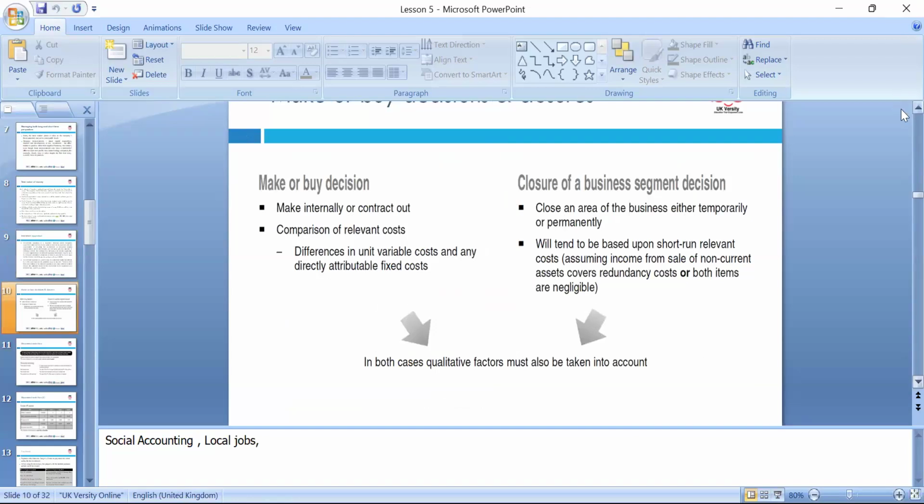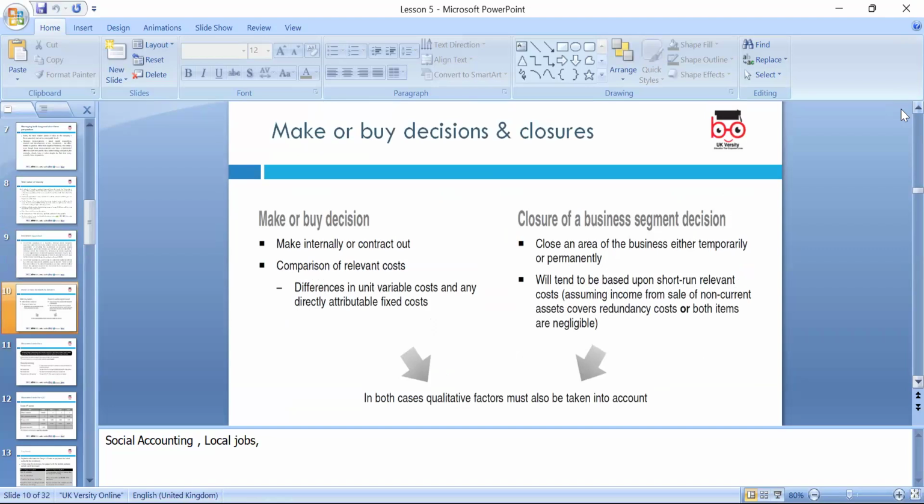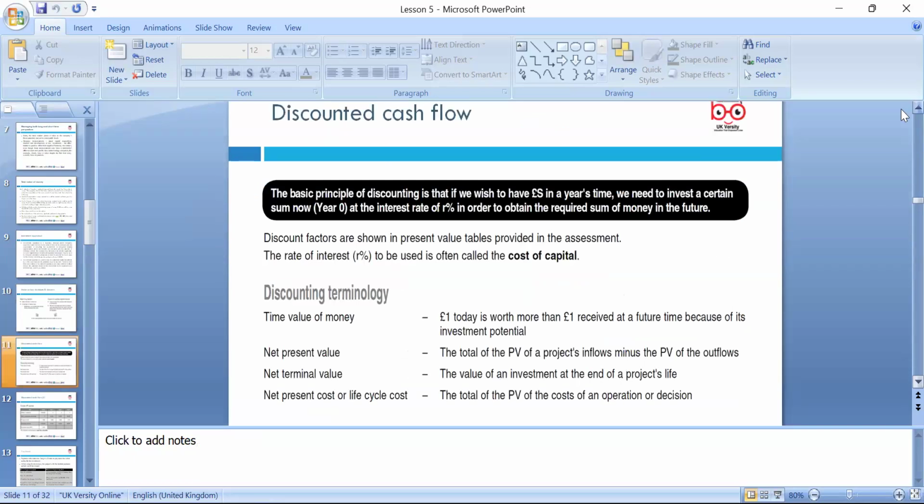Sometimes there are buying decisions for various organizations. We can make internally or contract out, comparing the relevant costs, different unit variable costs, and any costs directly attributable to the fixed cost. The closure of a business segment decision, that is, closing areas of the business, either temporarily or permanently, tends to be based on short-run costs instead of the long run. In both cases, qualitative factors must also be taken into account. That is quite crucial, and we need to look at it.